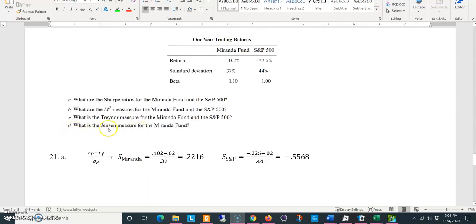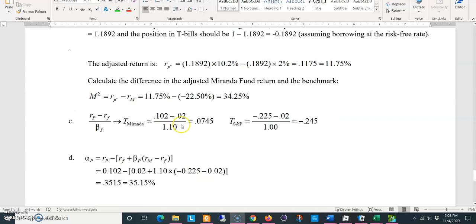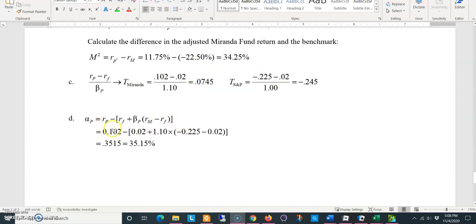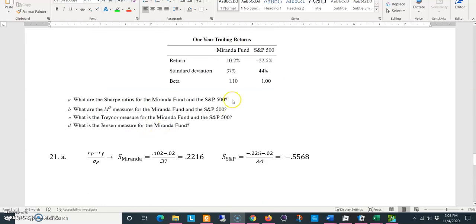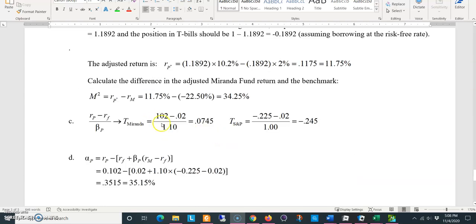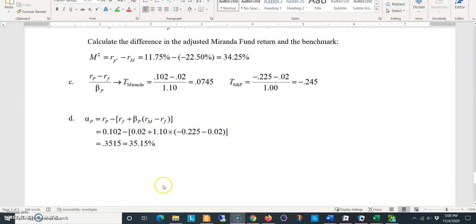Part D asks you to calculate the Jensen measure. Jensen's measure is just Jensen's alpha. So how do we calculate the alpha? It's the actual return minus the expected return. We know the actual return for the fund was 10.2%. The expected return comes from the CAPM. So my risk-free rate was 2%, the fund beta was 1.1, times RM minus RF, where RM was minus 22.5%. So plug in all the numbers and you will get an alpha of 35.15%.